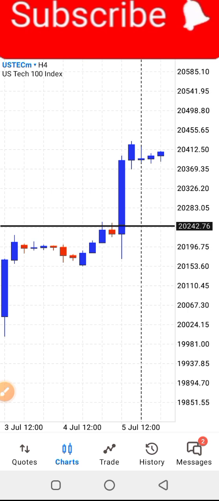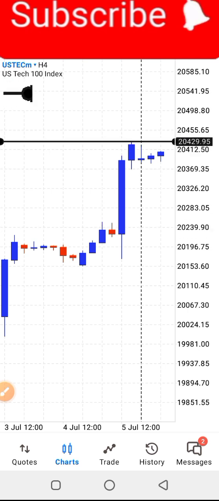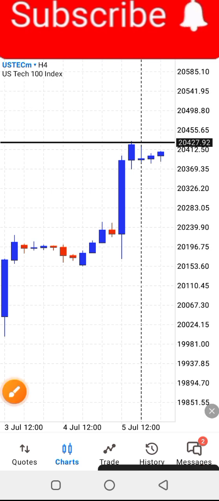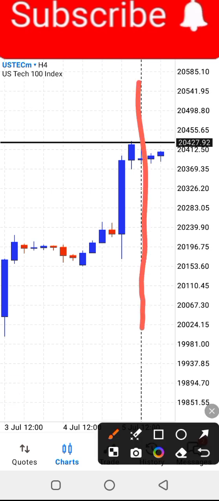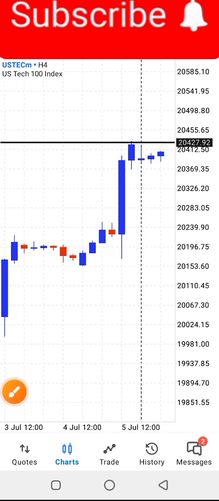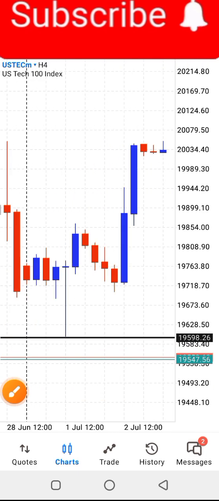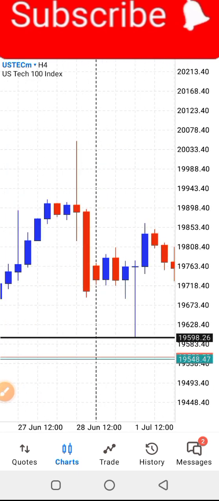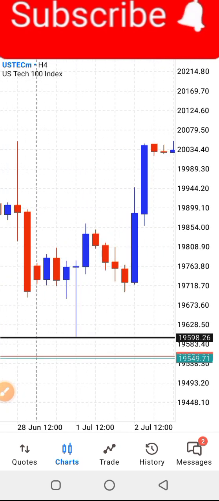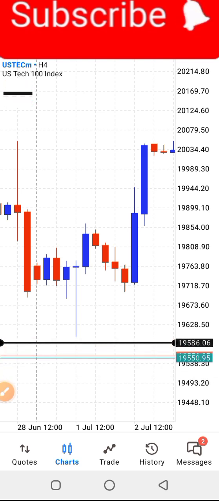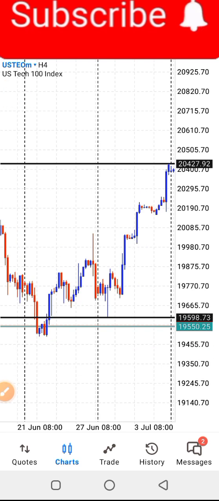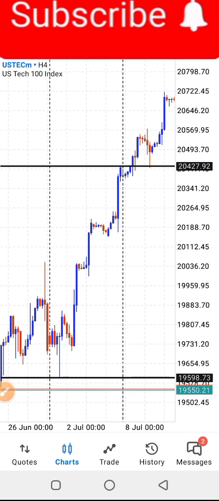Okay, so what do we have? That's not the highest point. This should be the highest point before this day. You can see this is like the period separator. Okay, so that's the highest point price got to. And where's the lowest point? Okay, the lowest point is right here. It's already marked. Okay, so let's go and see what played out.